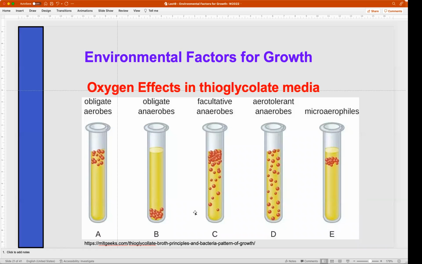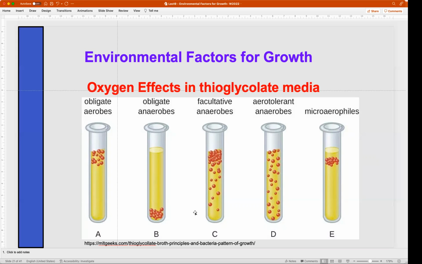Okay, so there are what are referred to as the environmental factor being the oxygen effect. If it's an obligate aerobe, meaning it likes oxygen, obligate meaning it's obligated to be living in an environment with oxygen. Obligate aerobes need oxygen. So you'll find them at the top of your media.